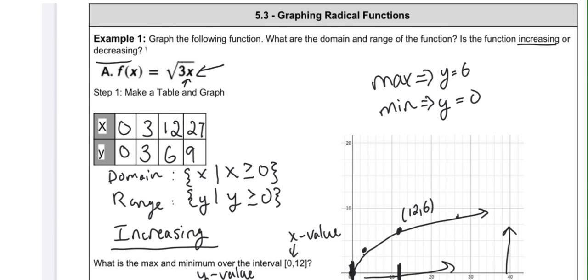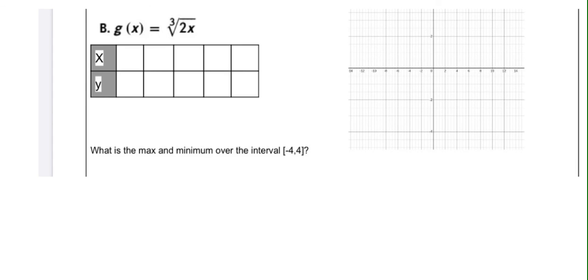All right, so that's one example. Why don't we go on to the next one, part B, which deals with a cubic function. So we see this example, it's the cube root of 2x. We can have negative values in the cube root. Our parent function ends up looking like this. So we're going to get a picture something like that.